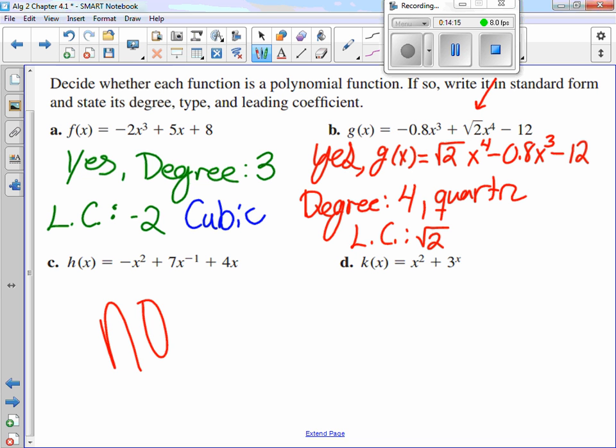Okay, let's move on to the next one. How about letter D? No, why not? We have a variable in the exponent. This here is technically, or not technically, it is an exponential function. Any questions on these here? We good to move on to the next page? Good? Okay.